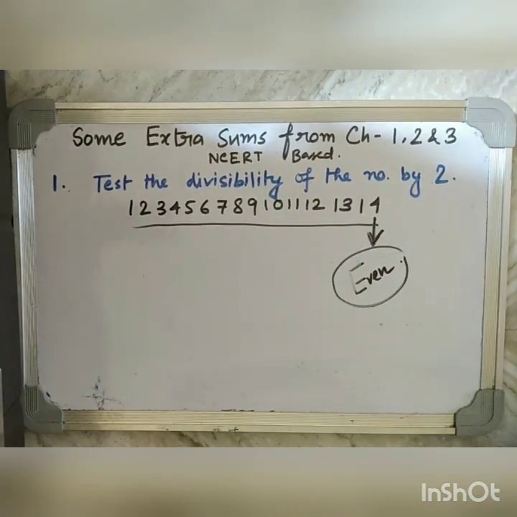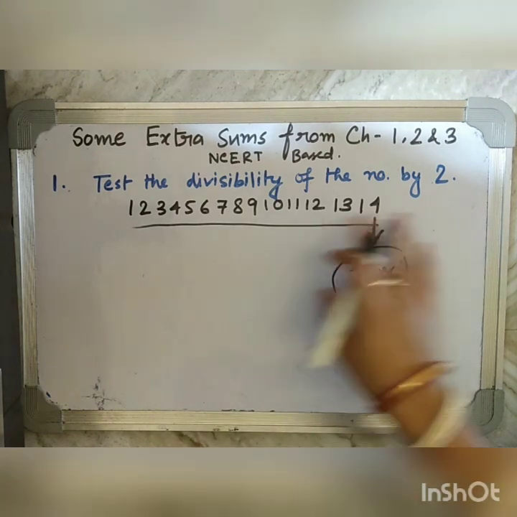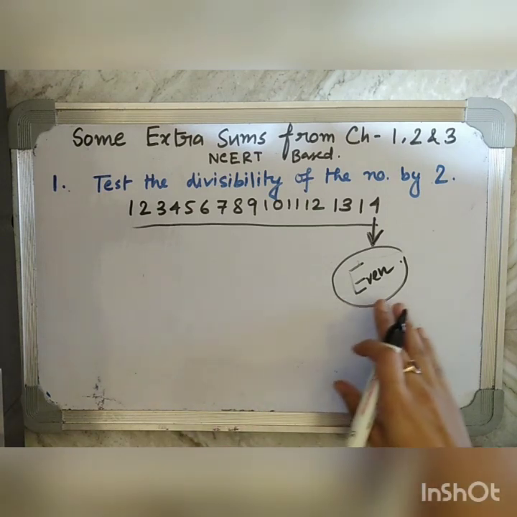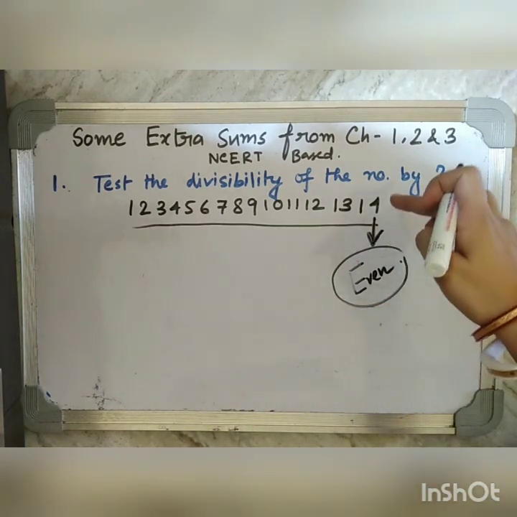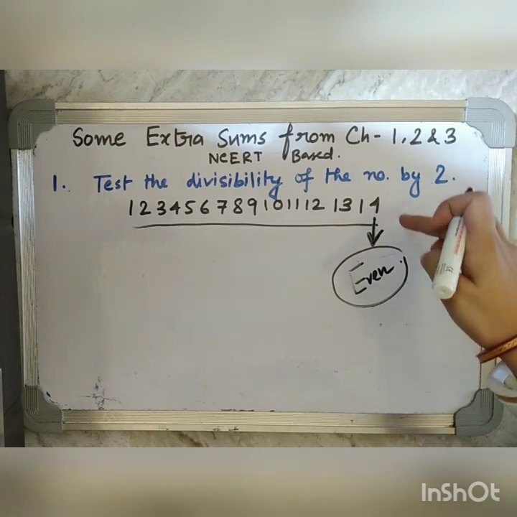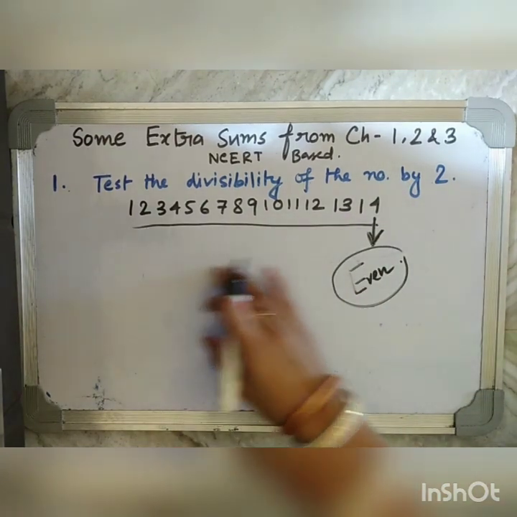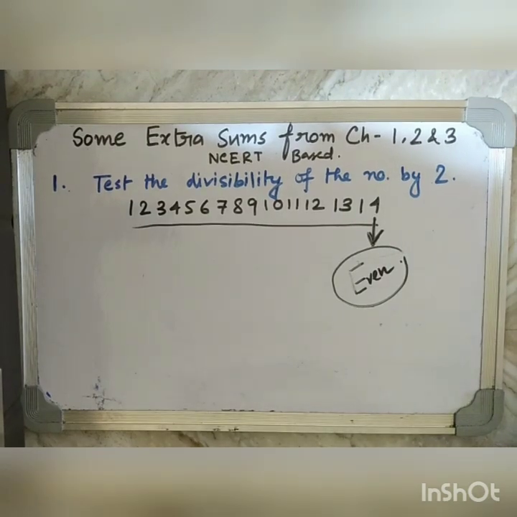If anyone asks you to test the divisibility of the number by 2, then you only have to look at whether an even number is at the unit place of the given number. Then that number is always divisible by 2.